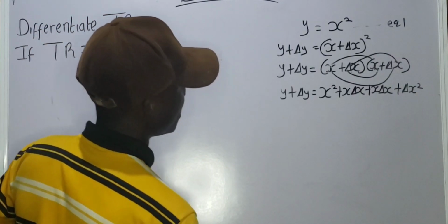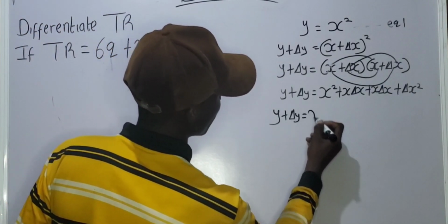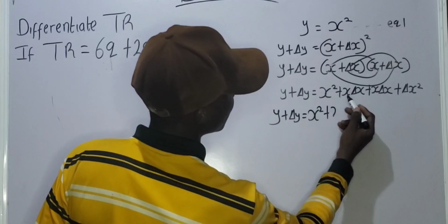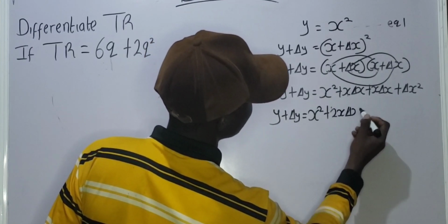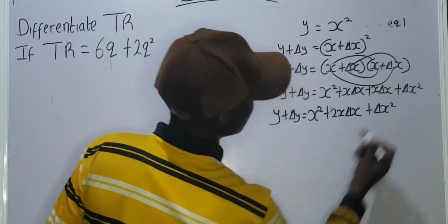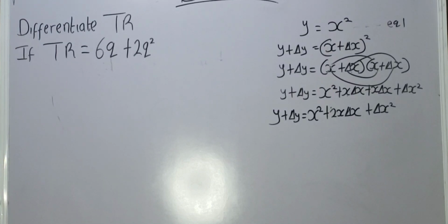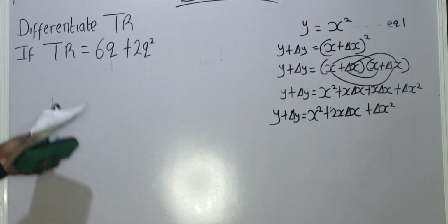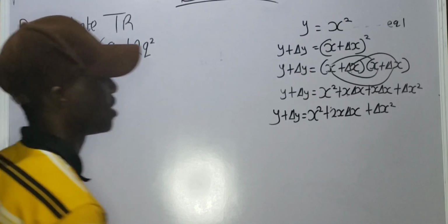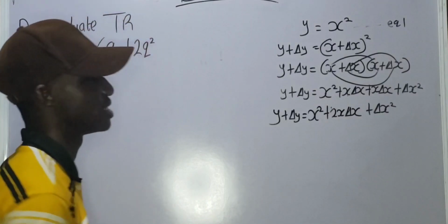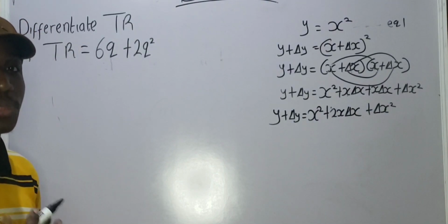Now, is there any like term? Yes, there is. I'm going to have y plus delta y is equal to x squared plus, because we can add both together, 2x delta x plus delta x squared. The reason why I take you through this is just to remind you of your basic differential calculus, so that by the time I start solving this question, it will not feel strange. Now let's pay attention here. We have gotten to this point. The next step is that we are going to make delta y the subject of the relation.